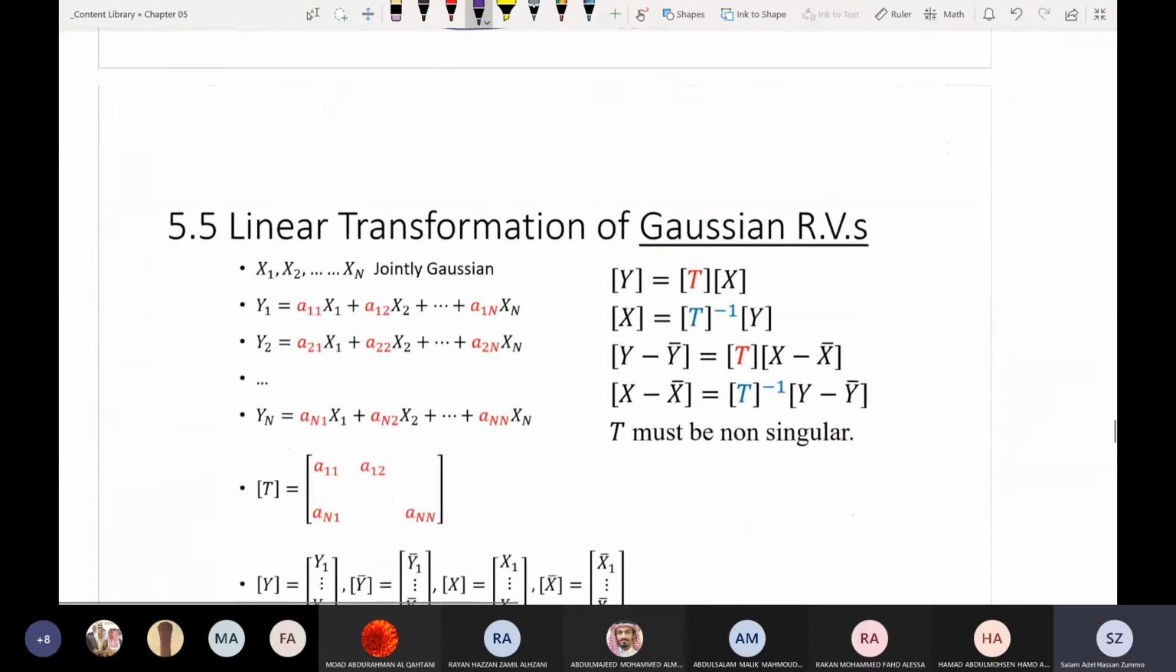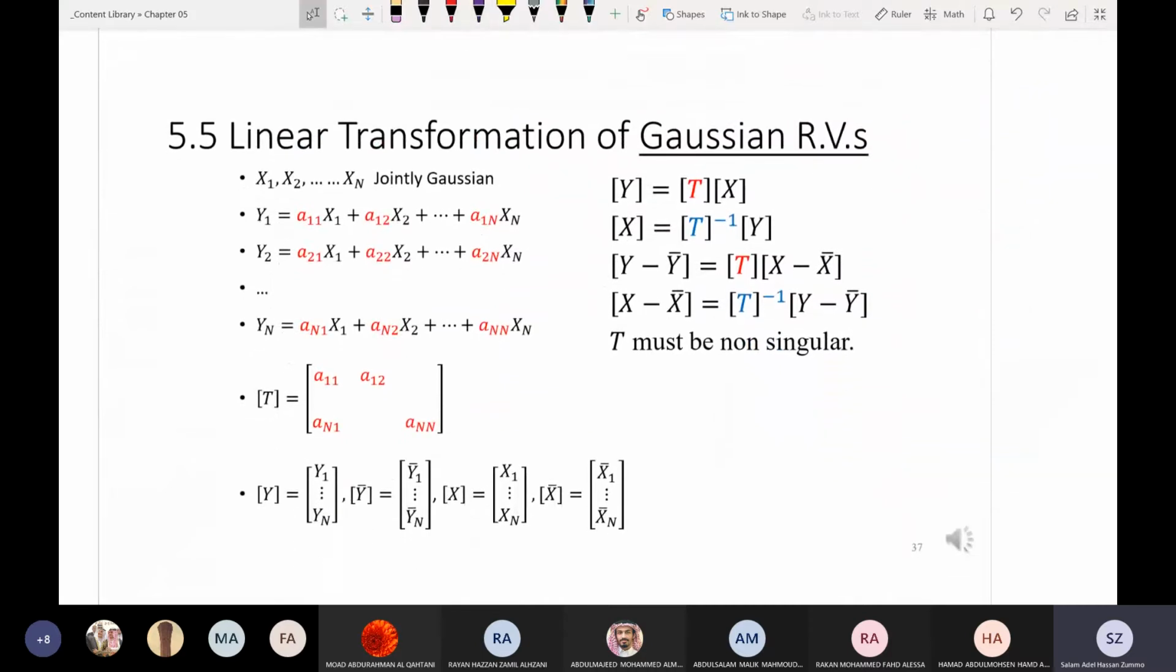Okay. Now let's talk about Gaussian random variables per se. So, linear transformation of Gaussian random variables specifically. So here we have y equals T, which is the transformation matrix we talked about before, multiplied by x. So this is basically the x vector, x1, x2, up to xn. Let's take it as 2 by 2 mainly. Everything is written in terms of n by n.